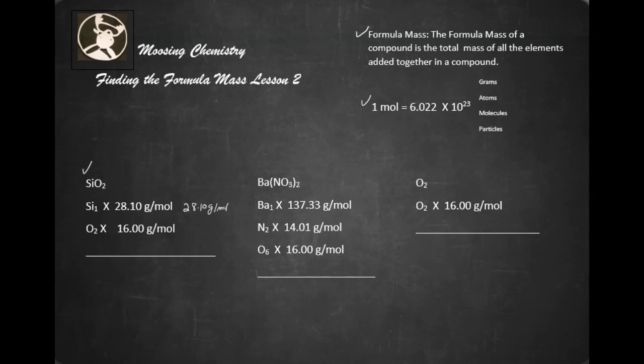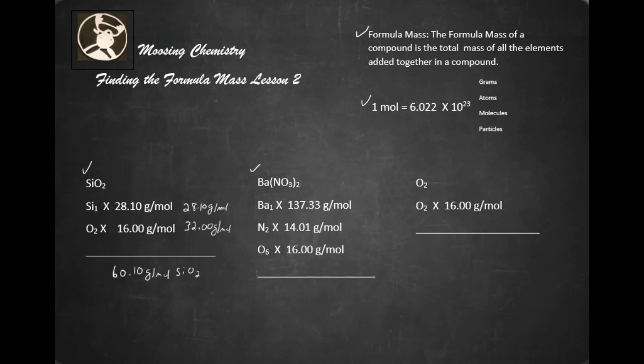This is really super duper easy to do. Alright, so 2 times 16, of course, is going to be 32.00 grams per mole. Alright, so now we're going to add these two together, and this is going to give me a total of 60.10 grams per mole of SiO2.